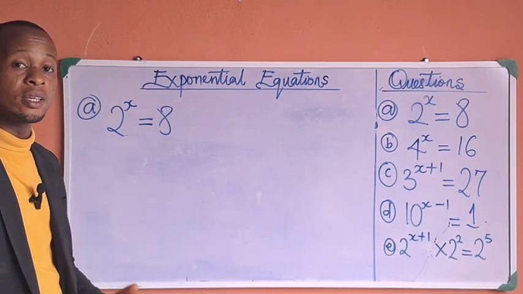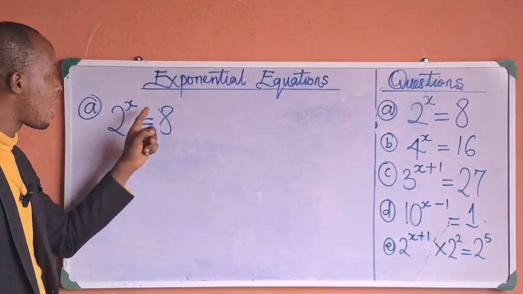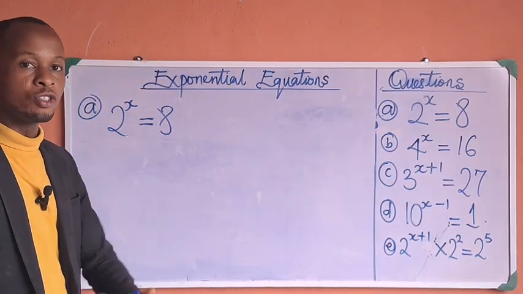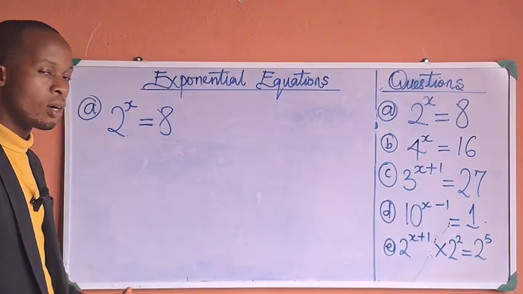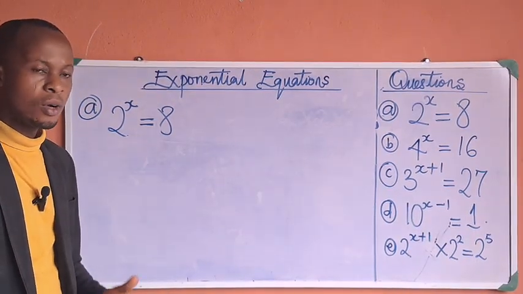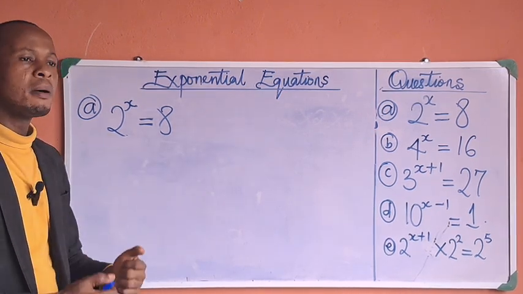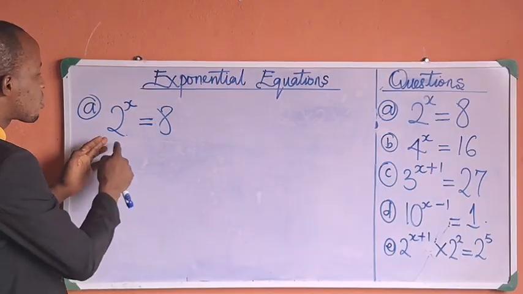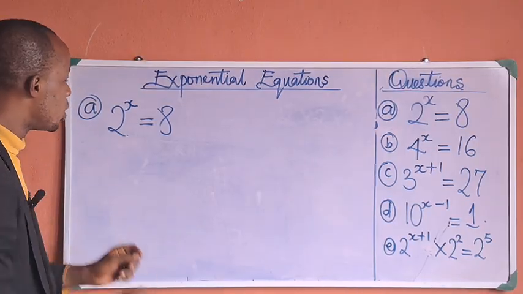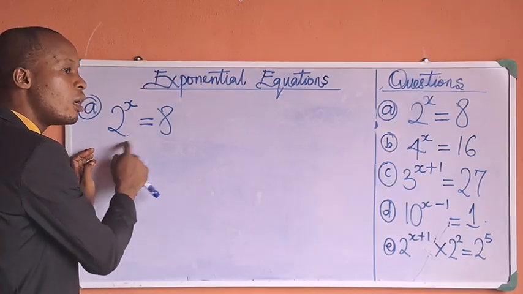Why is it called an exponential equation? Because one of the terms or factors in the equation has a power. 2 has the power of x. And what am I expected to do if I am to solve this kind of equation? The first thing you should always take note of when you are given an exponential equation to solve, you must be sure that you make both sides of the equation have a common base. You must ensure that both the left-hand side and the right-hand side have a common base.